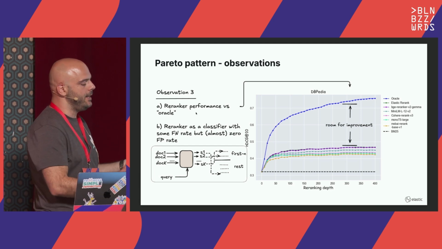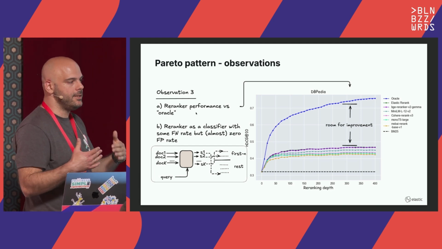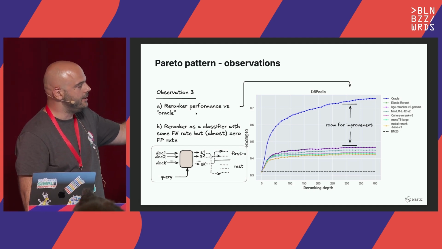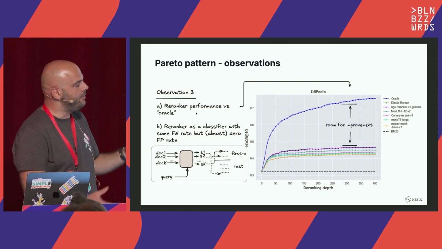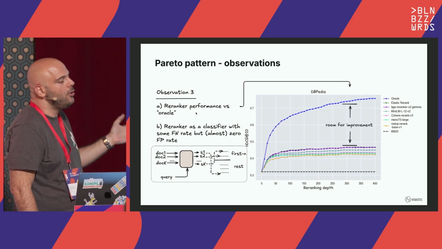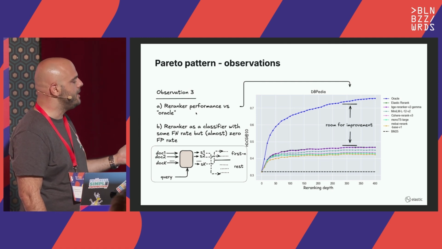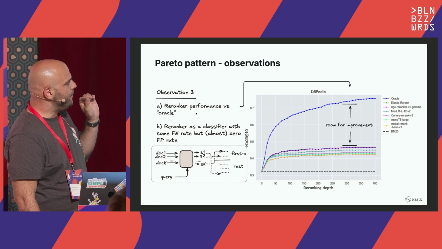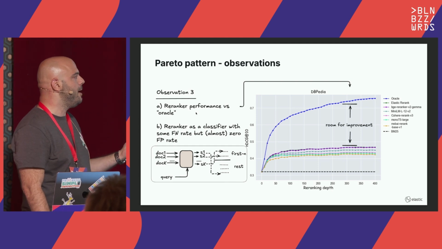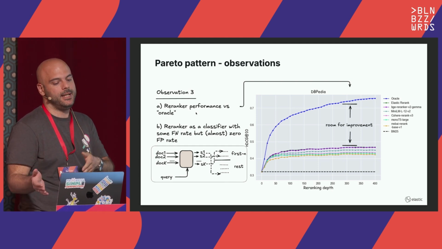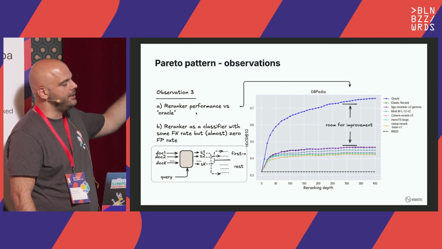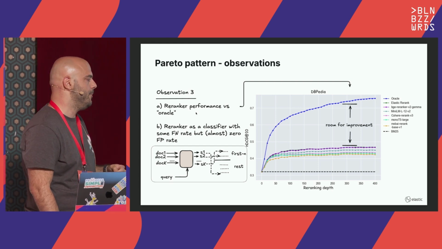And in this Pareto set of cases, we can say that the re-ranker acts as a classifier with some false negative rate, which means that there are actually relevant documents that get a low score. And that is also related to what we said earlier about the gap. There are relevant documents that the rankers cannot identify, but almost zero false positive rate, which means that there are very few documents which are not relevant but get a high score. Because otherwise we would see a performance degradation as we increase the depth.